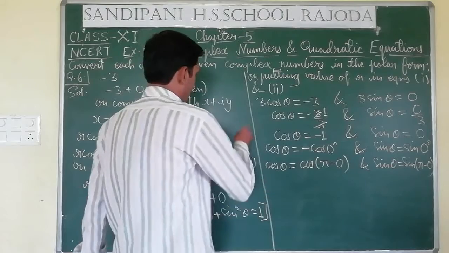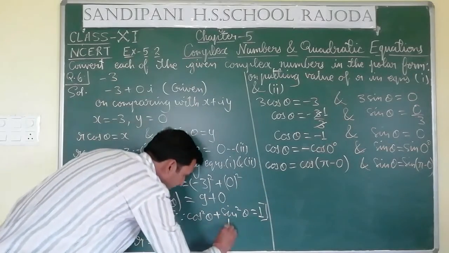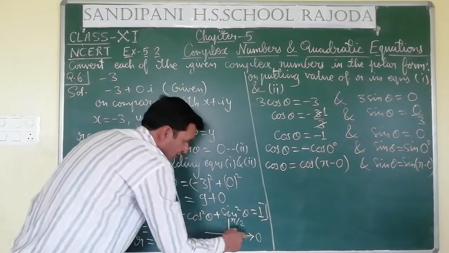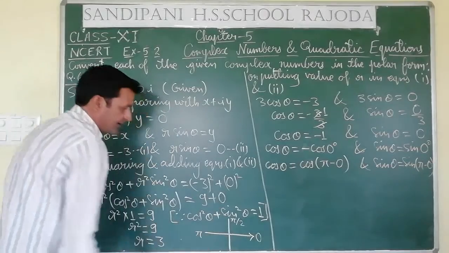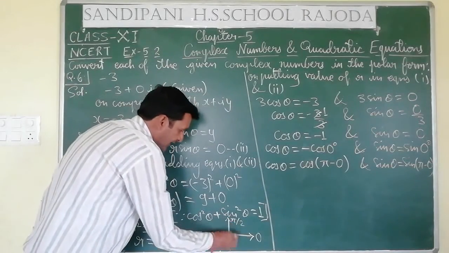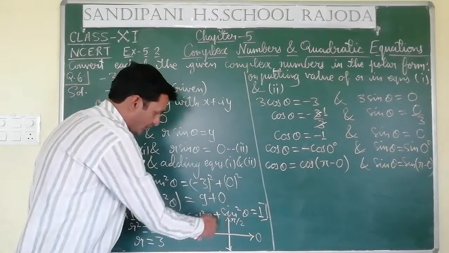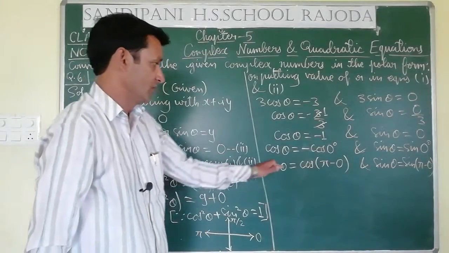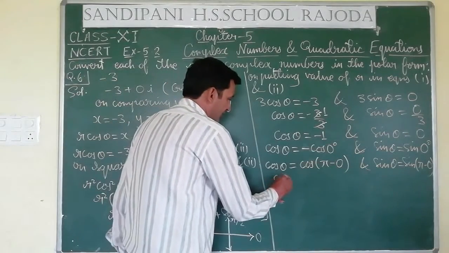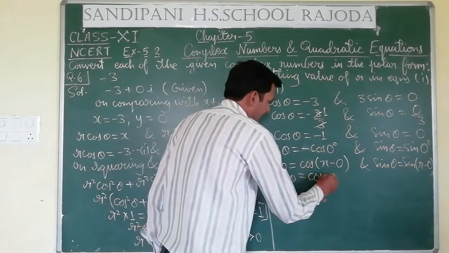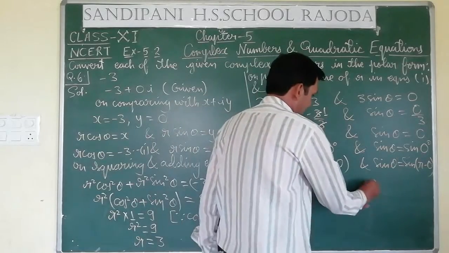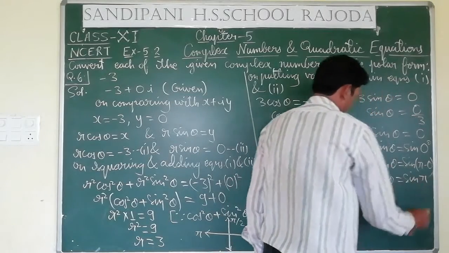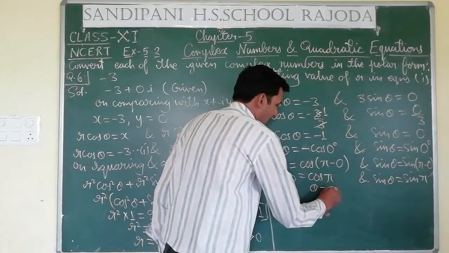See, here I am making from 0 to pi by 2, it is the first quadrant, and pi by 2 to pi, it is the second quadrant. In the second quadrant sin and cosec are positive, so it is the second quadrant, pi minus theta. Sin(180 minus theta) is sin theta. So I can write here cos theta is equal to cos pi, and sin theta is equal to sin pi. So theta is equal to what? Theta is equal to pi.